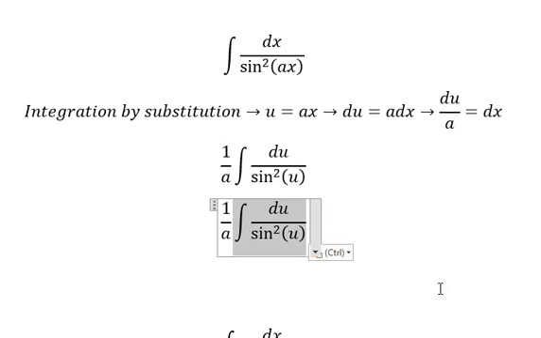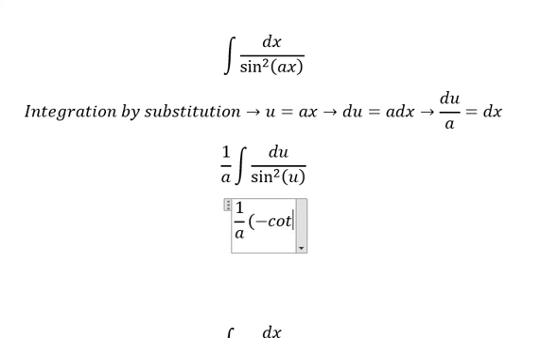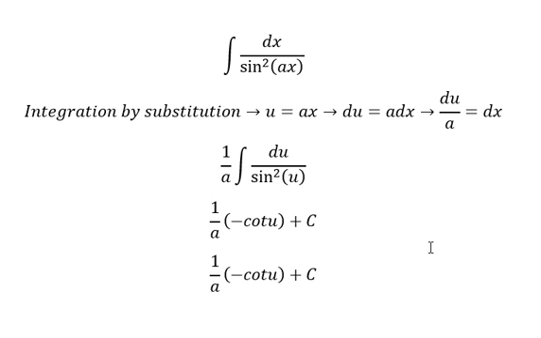This one in here we get negative cotangent of u, and we put c. Then u is ax.